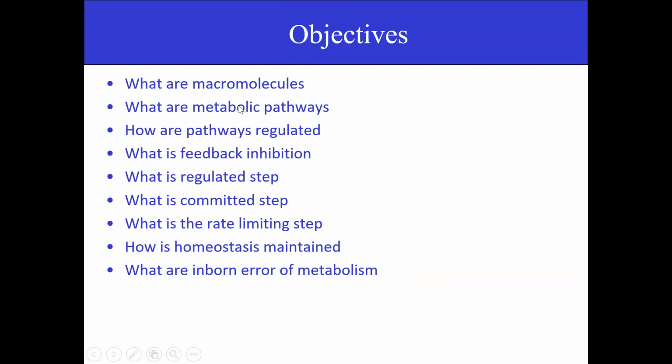So today we're going to review the metabolic pathways. So what are metabolic pathways and how these pathways are regulated? And what is the definition of all these terms in biochemistry? What's feedback inhibition? What's regulated step, committed step, rate limiting step? And what is homeostasis for the cell and how it is maintained? And when things go wrong because of genetic mutation, what are these inborn error of metabolism?